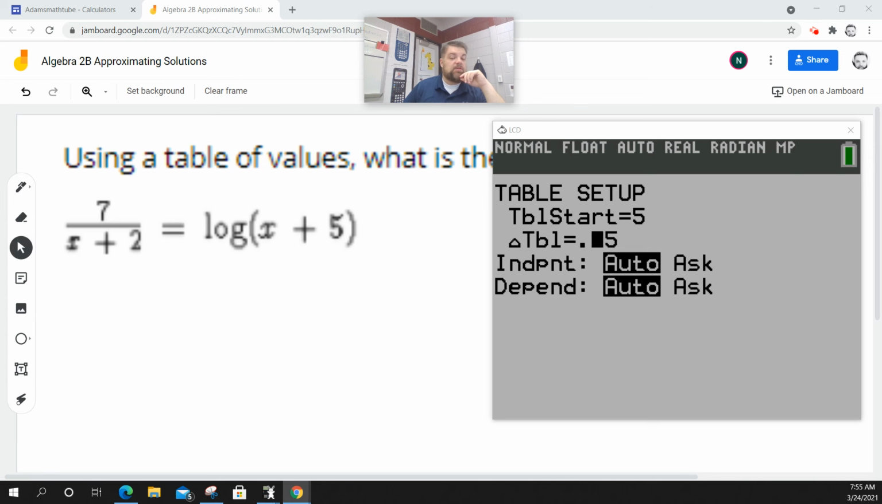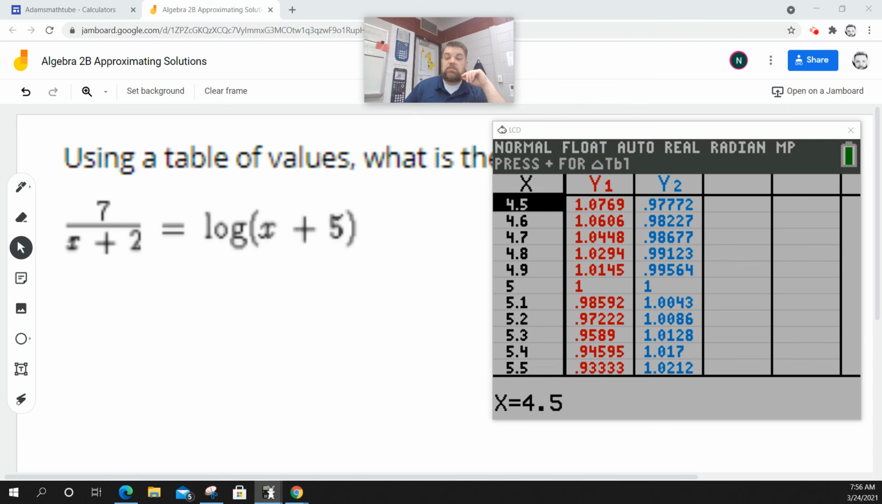I think 5 is where they cross. Actually, I'm going to start a little bit before 5, just in case, because it's hard to say. So I'm going to put this at 4.5. And I'm going to make my increment 0.1. Now, when I look at the tables, the very first value will be 4.5. Okay. And then it increases by 0.1. And 5 is where they're the same value. So that's what we're looking for.